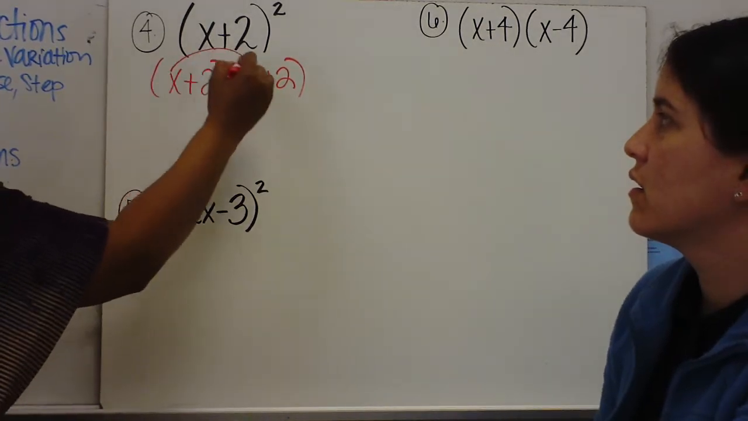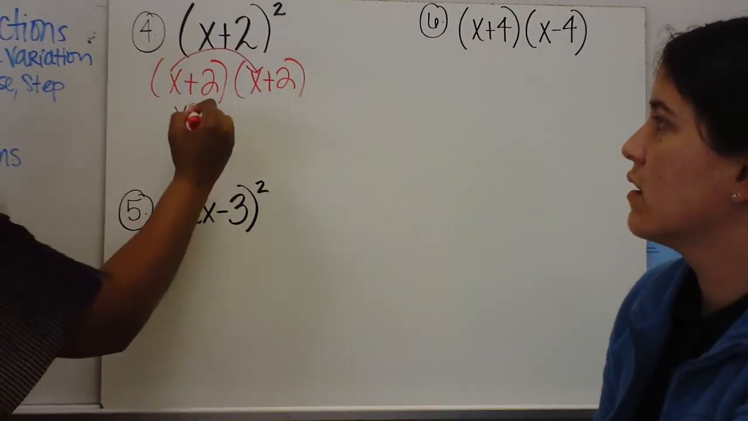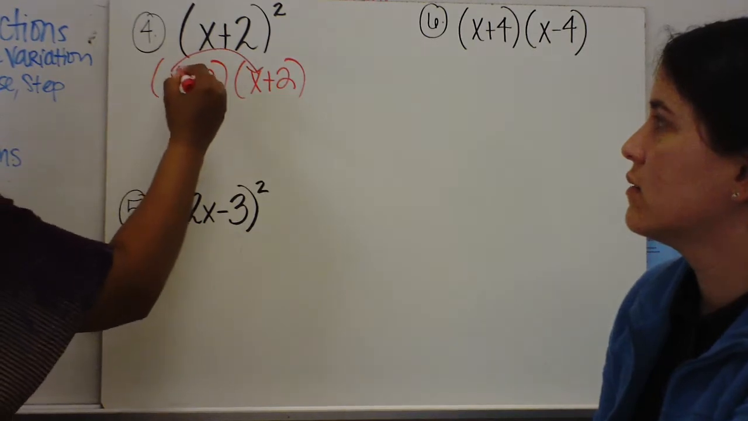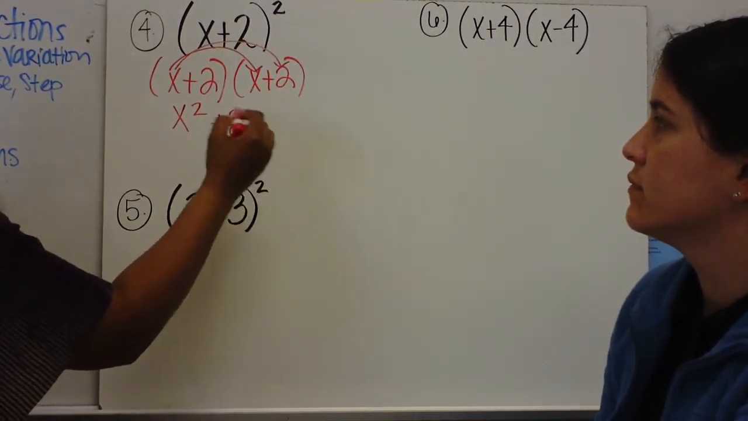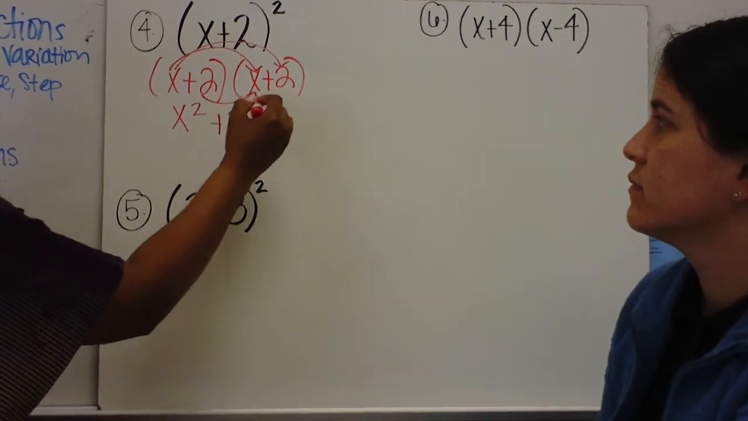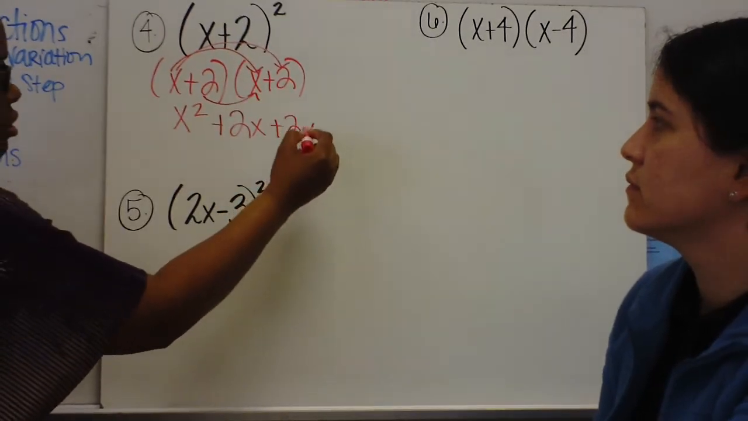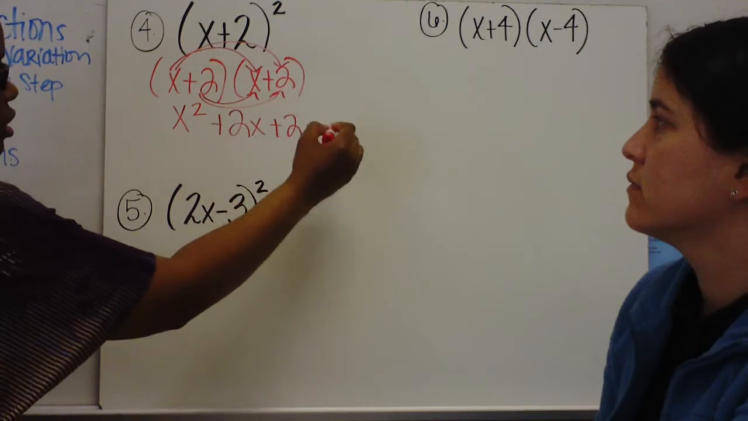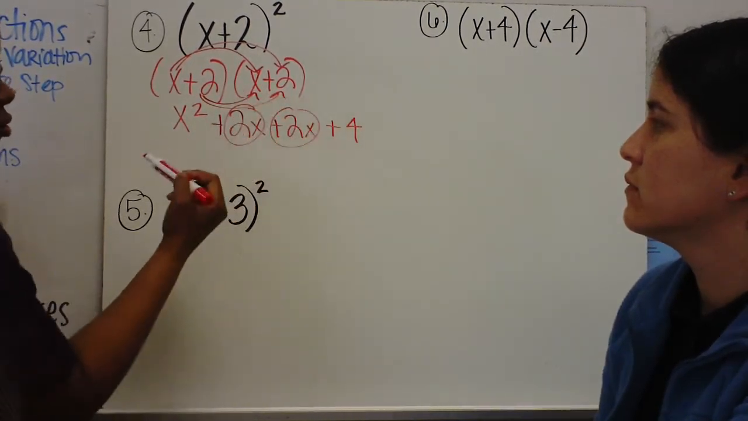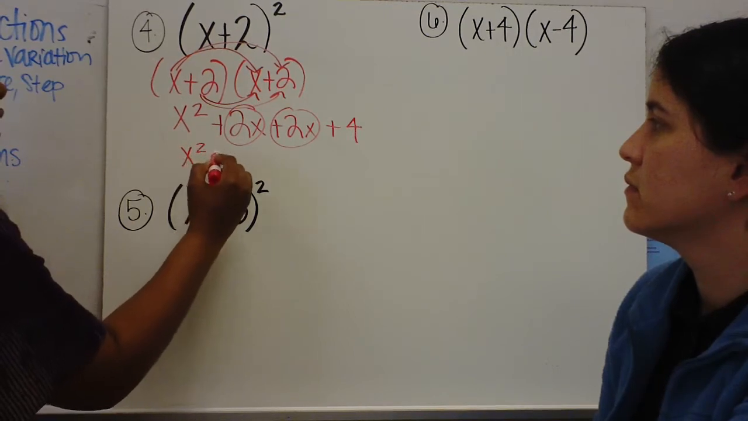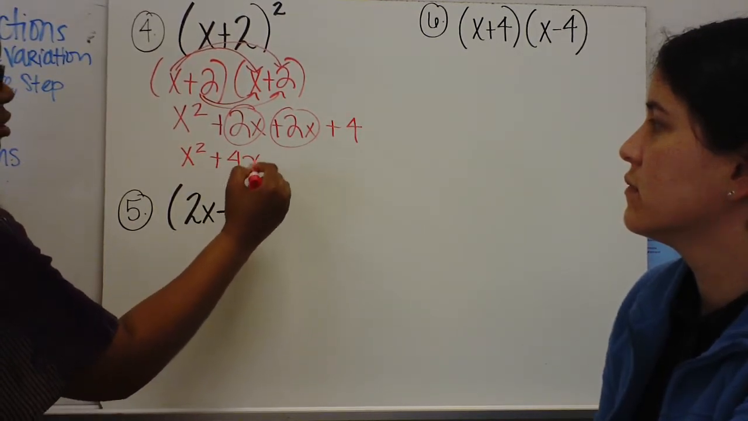So you're going to do x times x, which is x squared. And then x times 2 is 2x. Then you do the bottom. 2 times x is 2x. And 2 times 2 is 4. Combine your like terms. So you have x squared plus 4x plus 4.